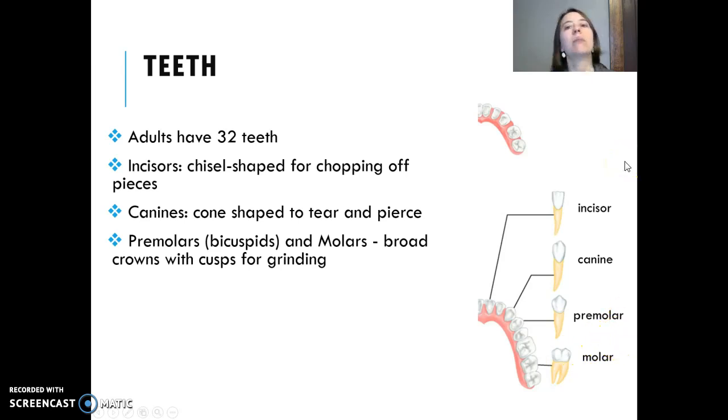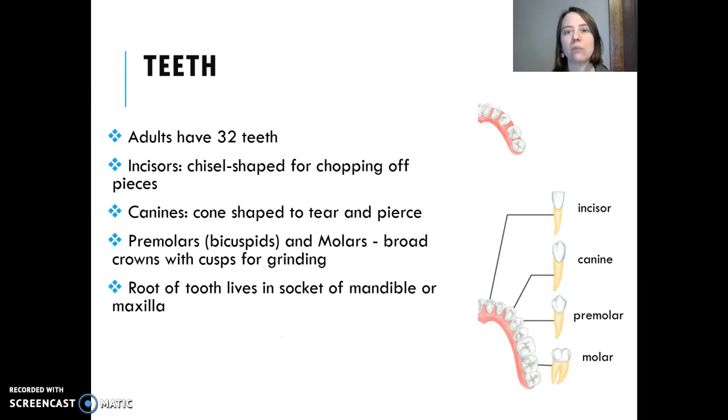So once you take a bite of that apple or that steak, it will go in back to your premolars and molars, where it is ground up on its way to becoming a bolus and being swallowed into the pharynx. So the root of the tooth lives in the socket of the bone of your mandible or of your maxilla. So that is actually implanted into the bone.